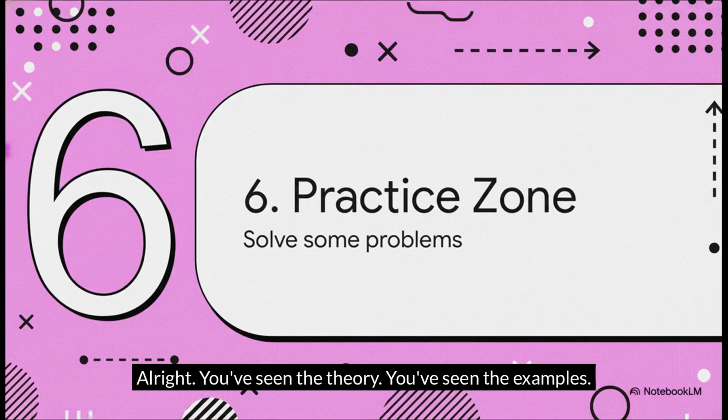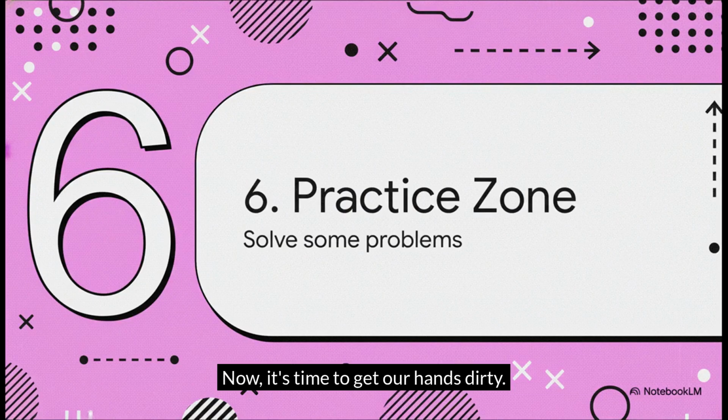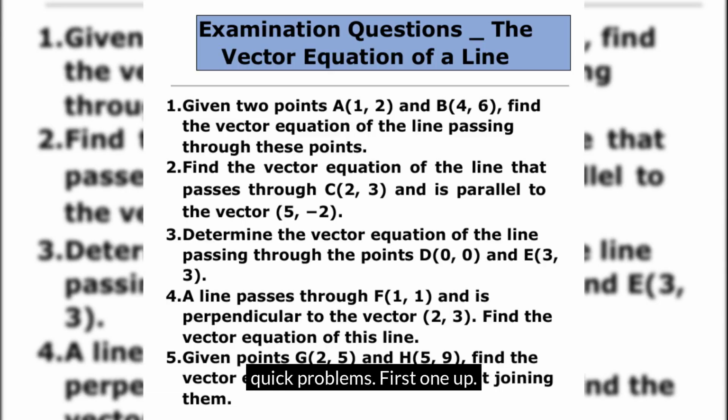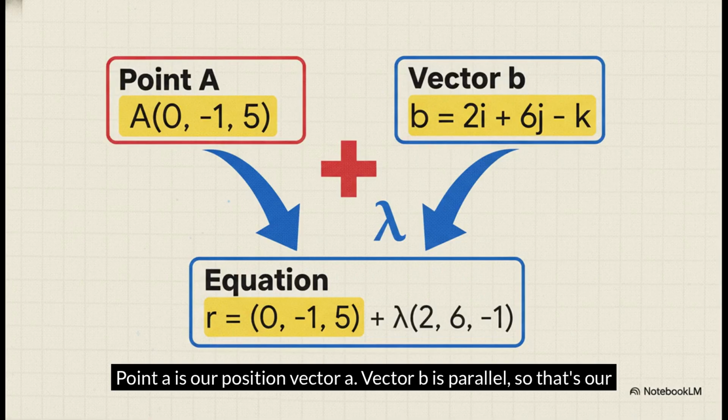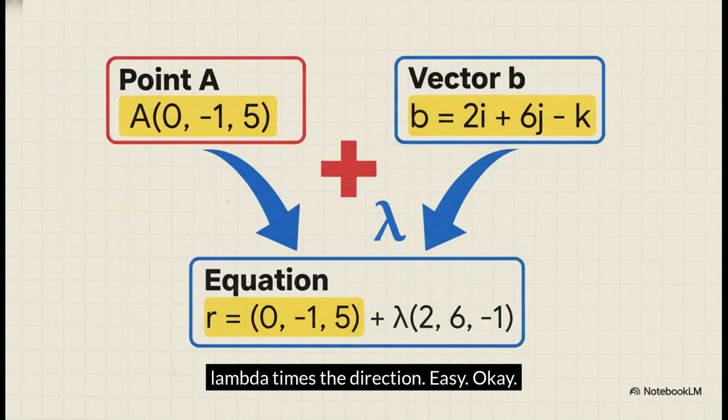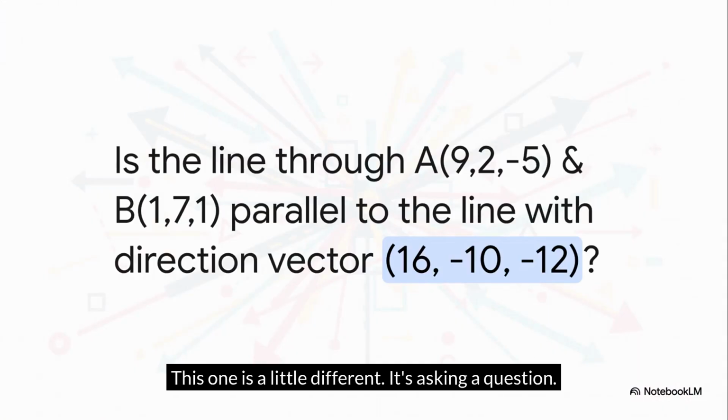All right, you've seen the theory, you've seen the examples. Now it's time to get our hands dirty. Let's head over to the practice zone and lock this in with a few quick problems. First one up. Point A is our position vector A. Vector B is parallel, so that's our direction vector D. You just slot them into the formula. R equals the point plus lambda times the direction. Easy.